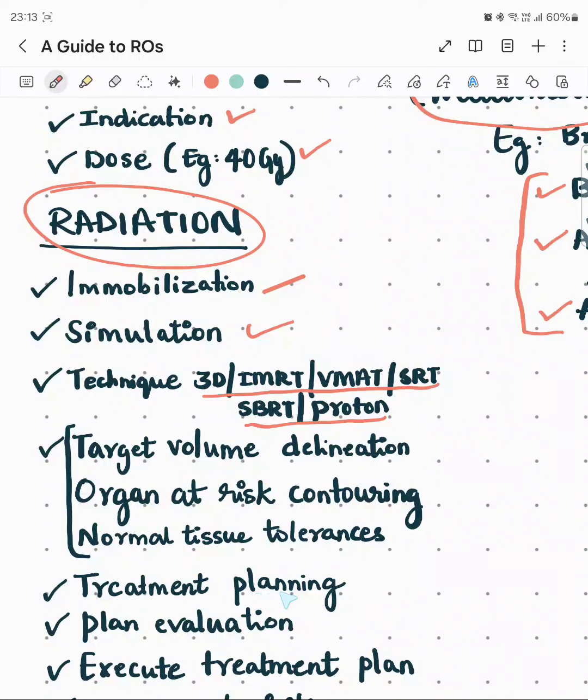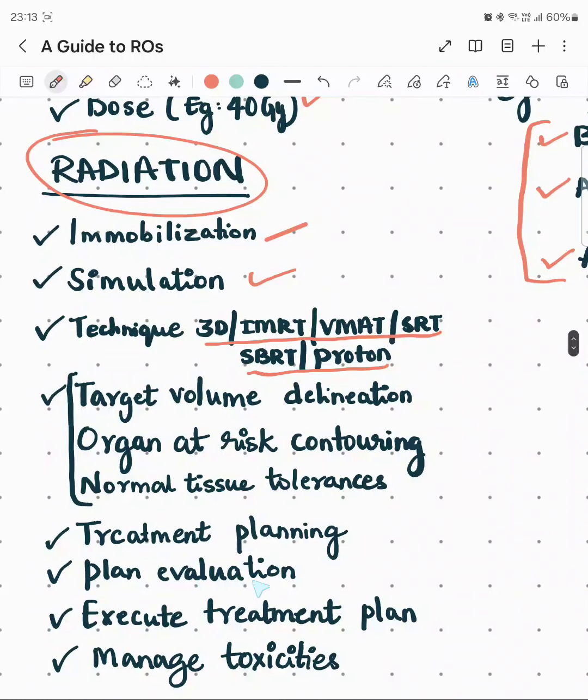Then there is treatment planning, which is done by the physicists, medical physicists. Then you will evaluate the plan, then you will execute the treatment plan, like you'll give the treatment to the patient, and then manage those toxicities. The ward treatment, the ward toxicities management and oncological emergencies is very important. You need to be strong in managing those, especially the electrolyte imbalances that happen.